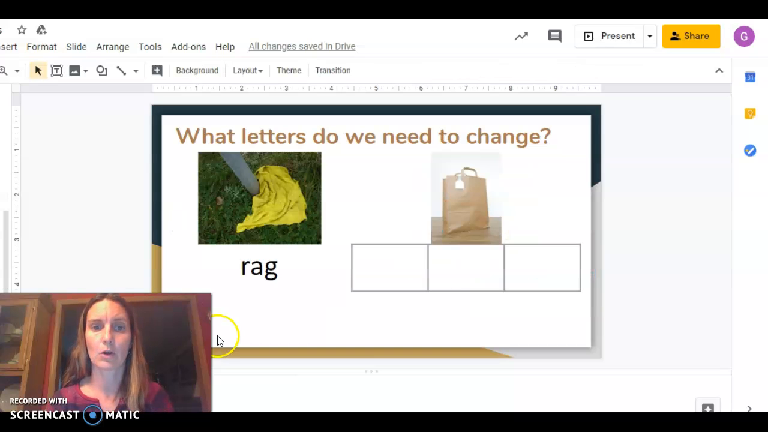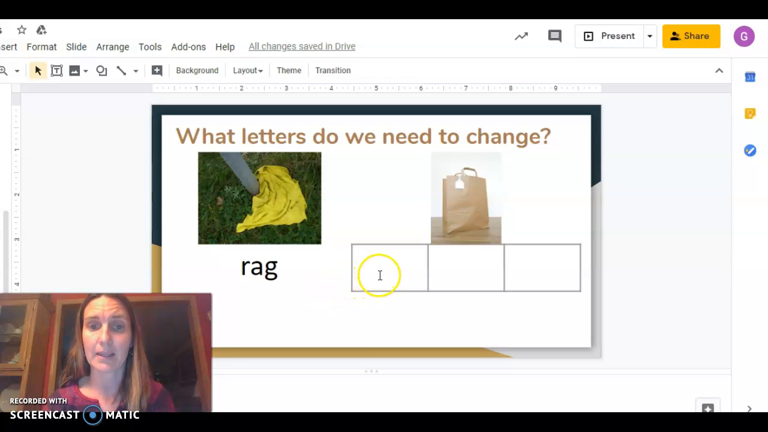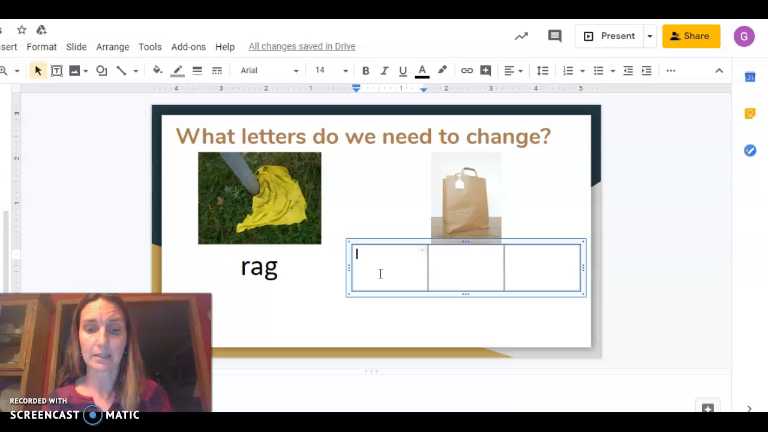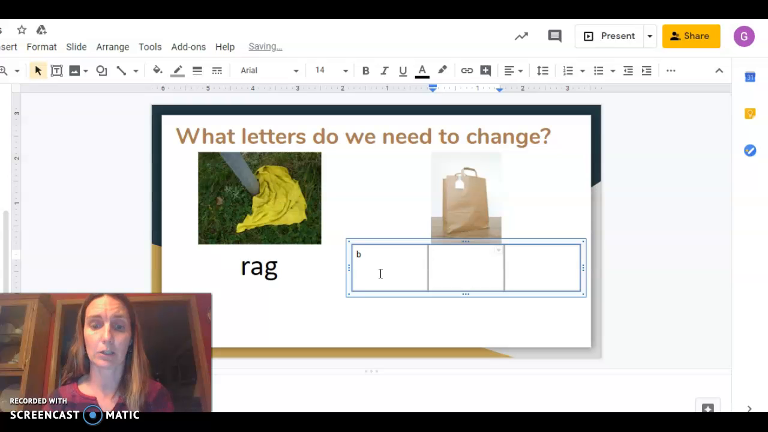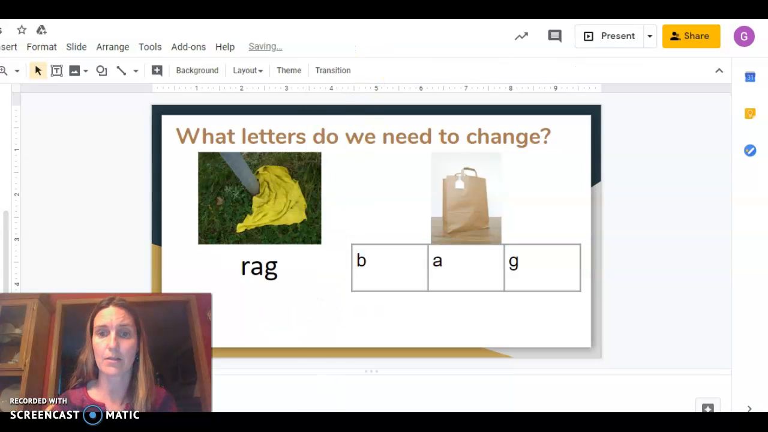Here's another one. Rag. What letters do we need to change to make it say bag? Let's finger stretch bag. Bag. B-a-g. Bag. Where was the change happening? Beginning, middle, or end? At the beginning. We say goodbye to the letter R and what says B? And hello to the letter B to make it say bag. Good job. Let's try another one.